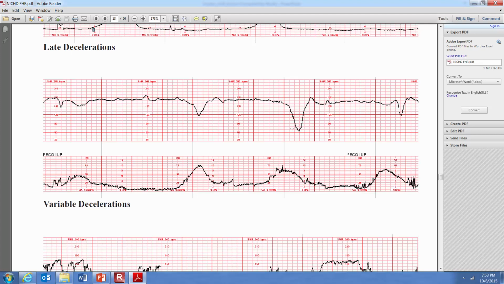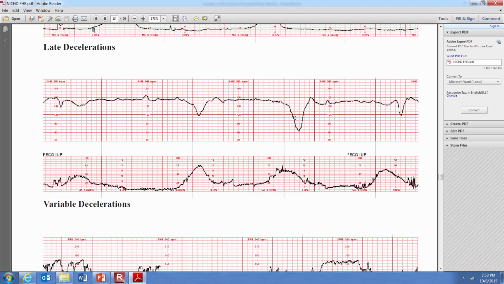But look at this one. This one is a variable. But look, it's happening late. So why am I not calling it a late? It's not that this is subjective, you have to use your critical thinking. Does it look like a duck? Does it talk like a duck? Does it quack like a duck? Is it a duck? So what does this look like? It looks abrupt. It looks variable.